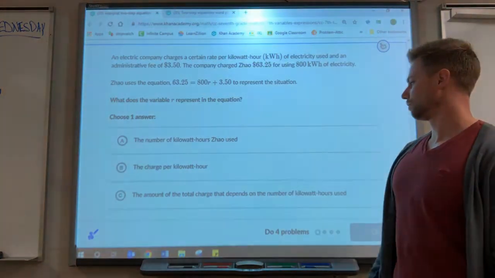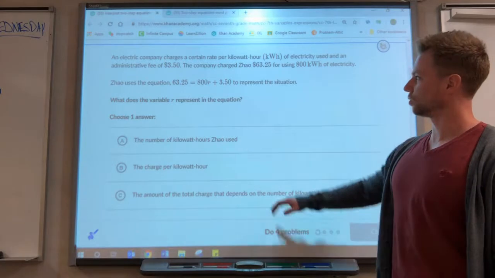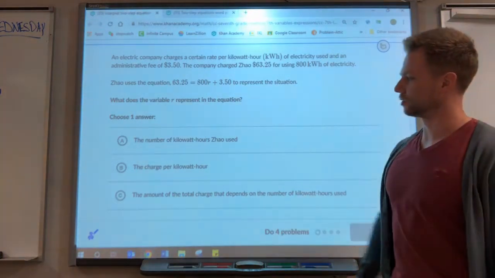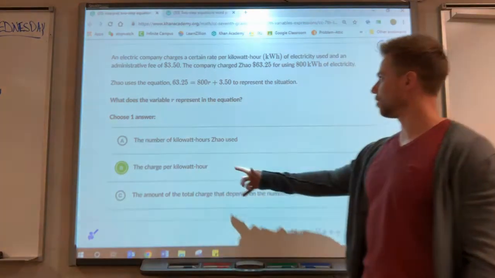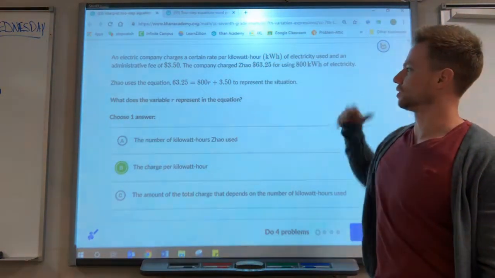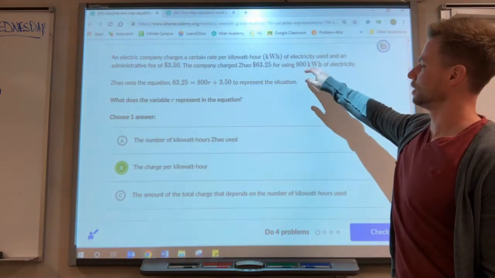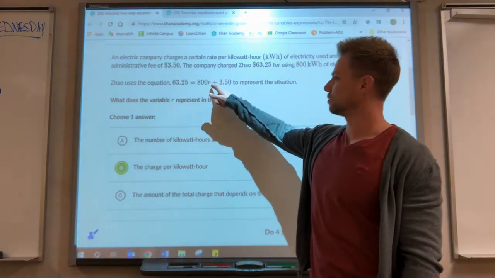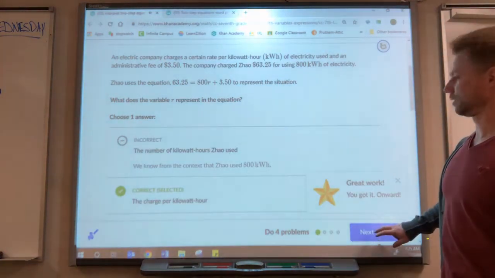The amount of the total charge that depends on the number of kilowatt hours used. Well, the total charge they told us was $63.25. So R would not be the total because they gave that to us. So R must be the charge per kilowatt hour because that's the only thing we don't know yet. And if you look, it says an electric company charges a certain rate per kilowatt hour, which they didn't tell us what that is. And we would take the total number of kilowatts, which is 800, times what it costs per kilowatt to get our total. So we would do 800 times that amount. So 800R does make sense. R is the charge per kilowatt hour.